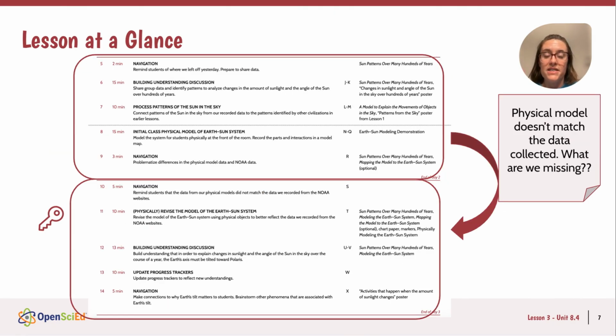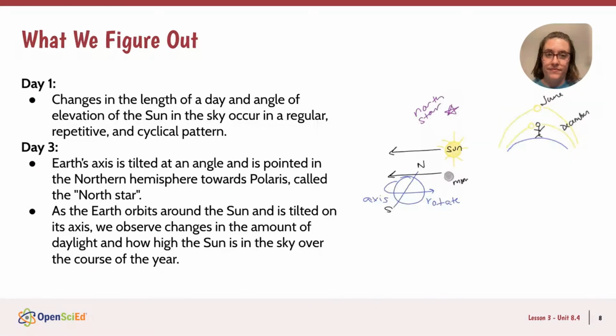We then create a physical model, and we realize that the data we collected in the first chunk doesn't match what's happening with the 3D model we created on day 2 in the second chunk. What are we missing? And that motivates us into the third day, where students then are physically revising the model to see if they can change the tilt of the Earth's axis so that our data from day 1 matches what's happening in our 3D model on day 3.